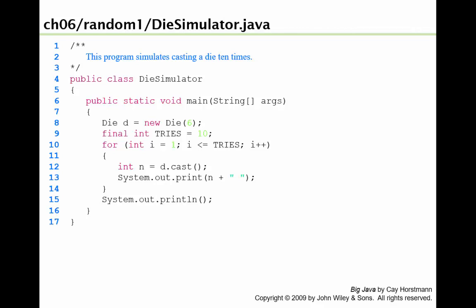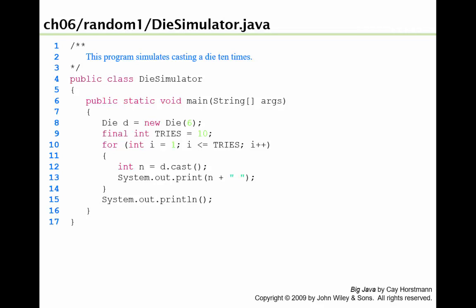So see, we use system.out.print, not print line. So it will stay on the same line. So that forces us to put a blank between them. Okay? If there were print lines, we wouldn't need to put that blank there. And then once we're done rolling all 10, then we'll go out to the next line.